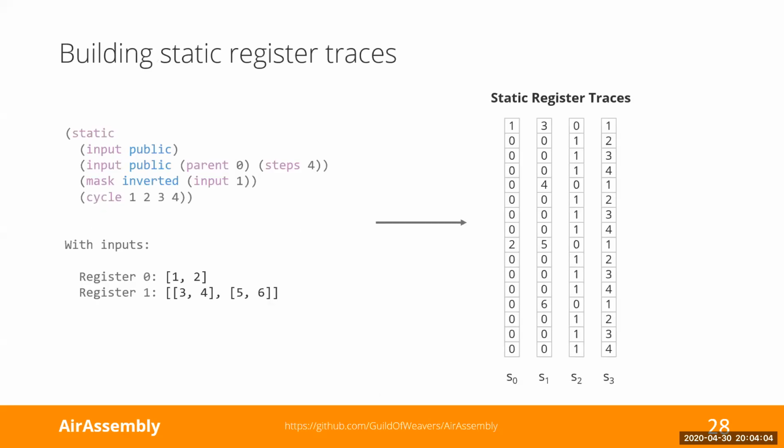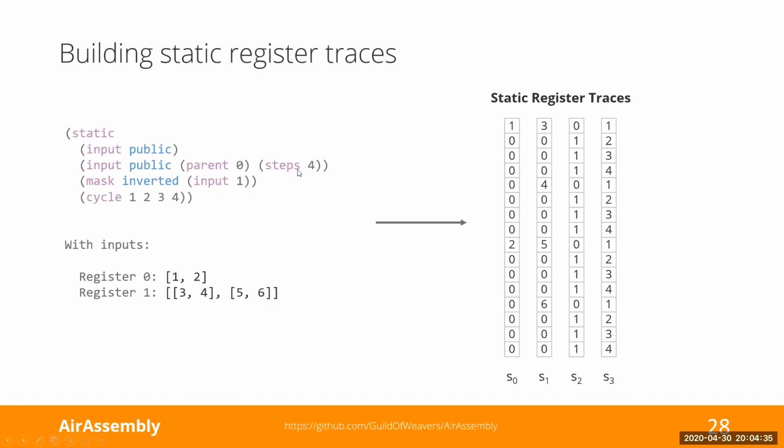Now, just to give an example of how the static registers work. Let's say I have these 4 static registers defined. 2 of them are going to be input registers. There is a mask register and there is a cyclic register that will repeat a set of values. The input registers, you can provide some inputs for them, and they will spread them out across the execution trace. In this case, I decided to get a bit fancy, so I have 2 inputs where both inputs are public. And this input 2 depends on this input.